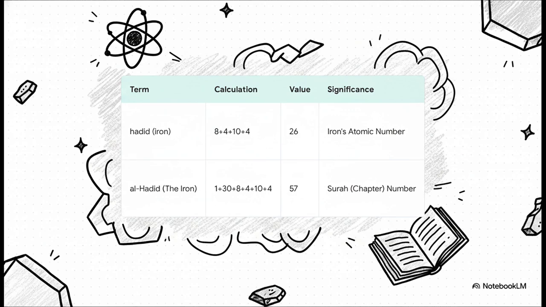Okay, this is where it gets pretty wild. The analysis uses something called the Abjad system. It's an ancient method where every Arabic letter has a numerical value. And if you look at the table, here's the claim. The letters that make up the Arabic word for iron, hadid, they add up to 26. And what's the atomic number of iron? It's 26. But wait, it gets deeper. The letters in the full chapter title, Al-Hadid, they add up to 57, which is the exact number of the chapter itself. This mashup of text, numerology, and modern science is what they present as a powerful evidence cluster.